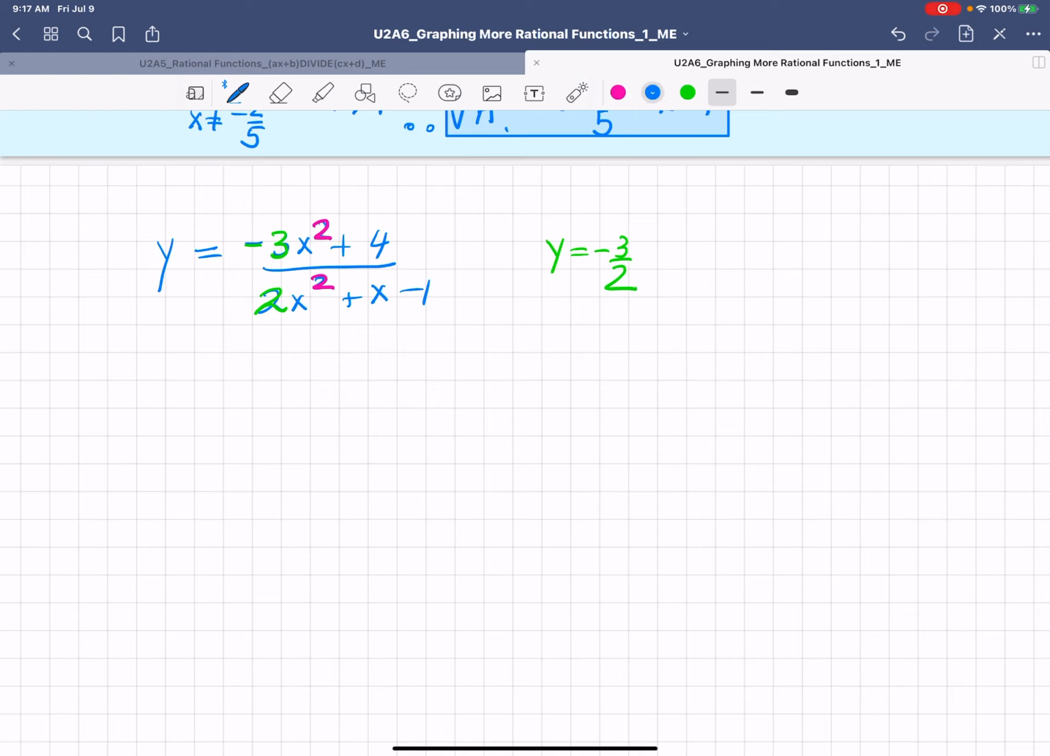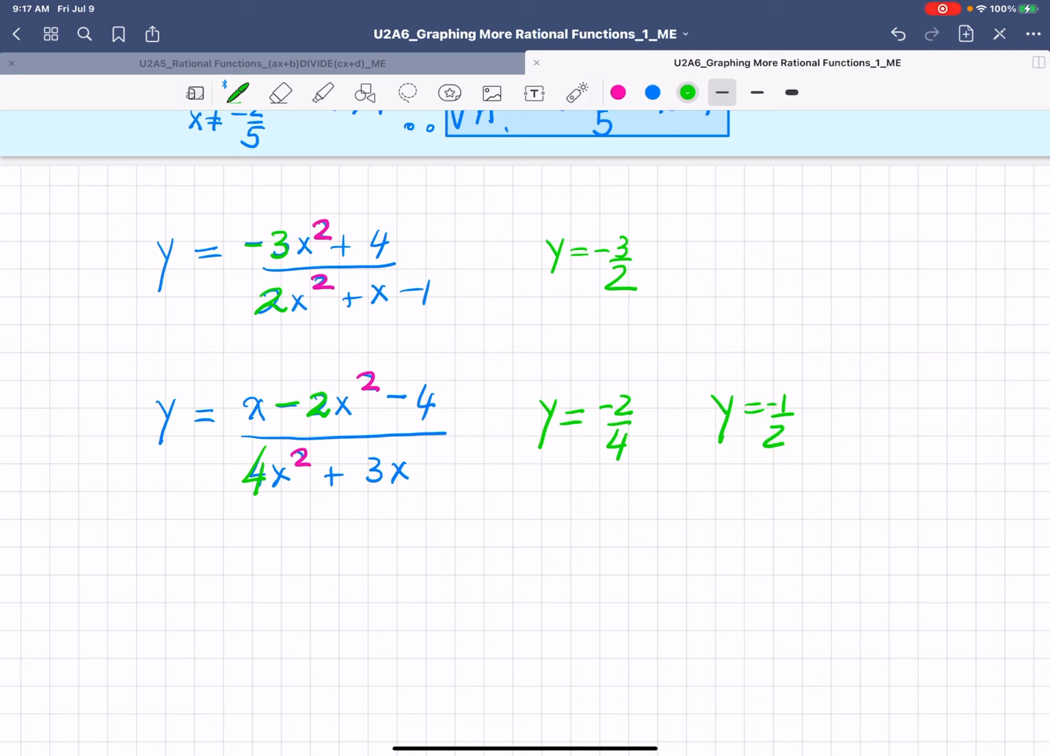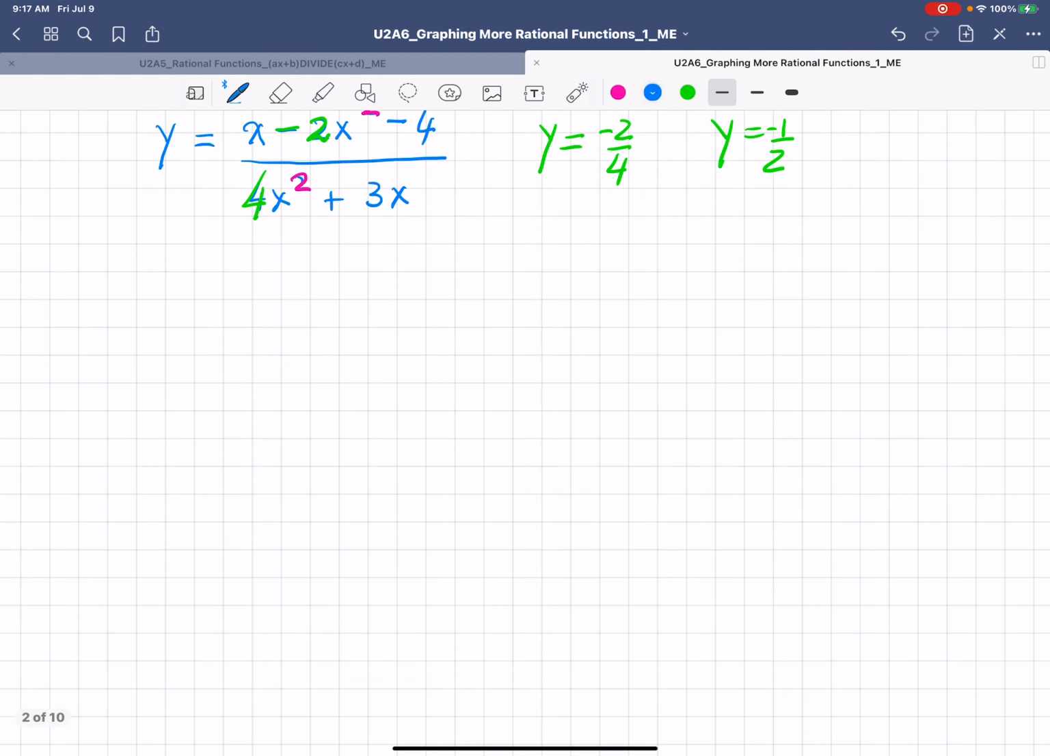Let's take a look at another one. So y equals x minus 2x squared minus 4 over 4x squared plus 3x. So the highest degree term in this function will be power of 2. It is present in both numerator and denominator. The coefficient of x squared in the numerator is negative 2 and the denominator is 4. That tells me that the horizontal asymptote is y equals negative 2 over 4, and even better, y equals negative 1 over 2.